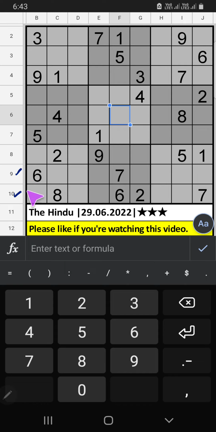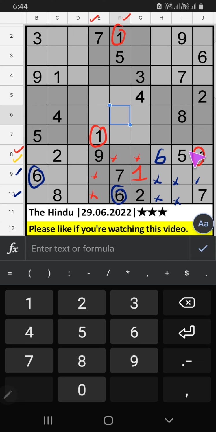9th row and 10th row, we have 6. So 6 can't come in these cells. Then 6 is confirmed here. Column E, column F, we have 1. 8th row also we have 1. So 1 can't come in these cells. Then 1 is confirmed here.